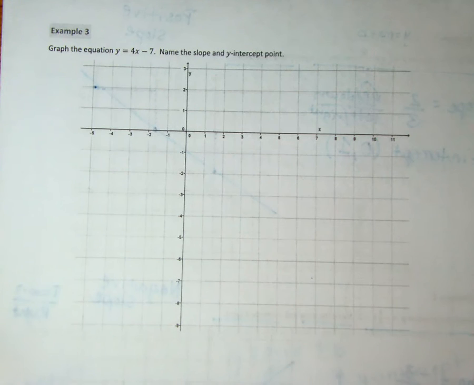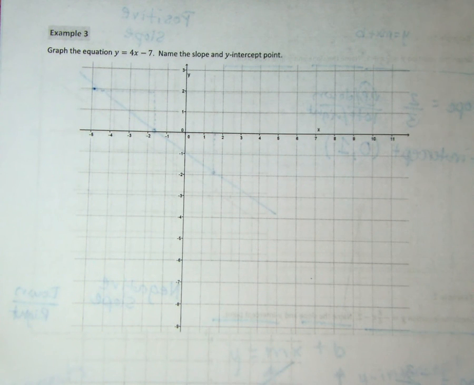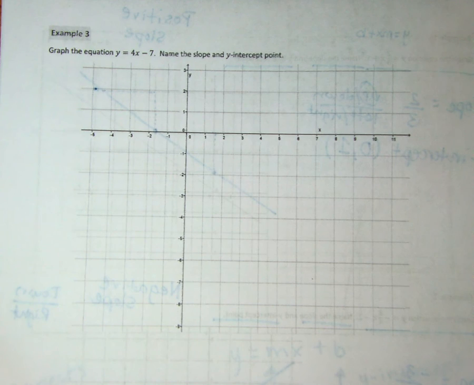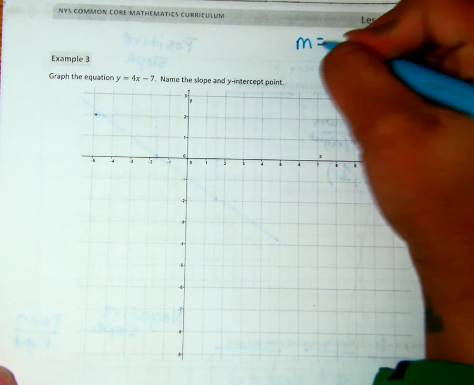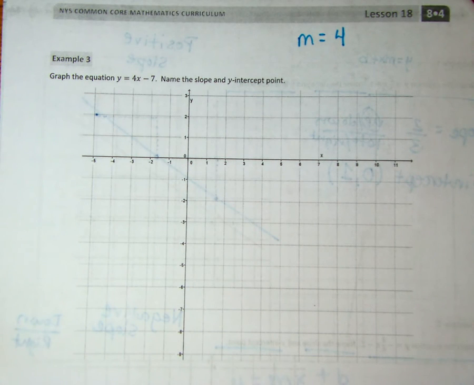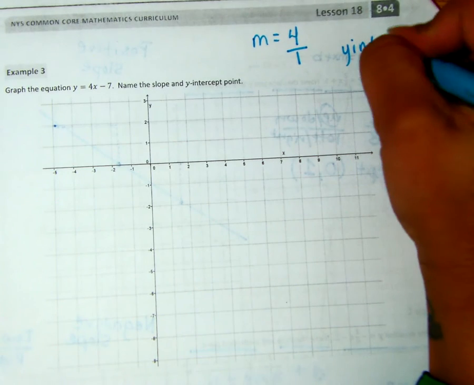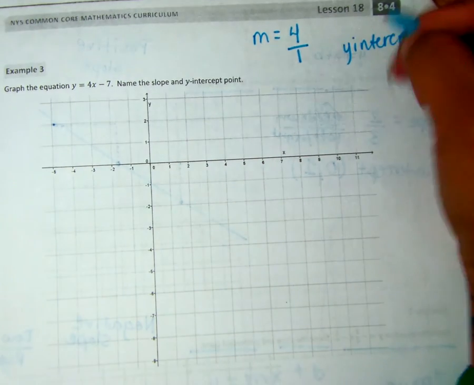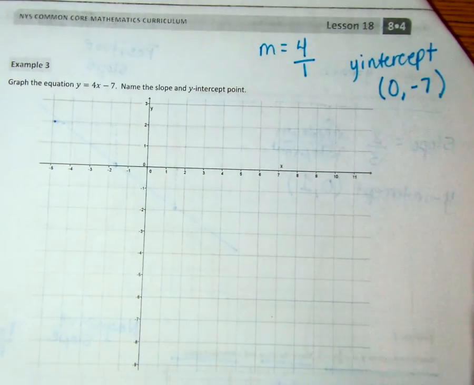Example 3. Go ahead and answer the questions in advance. Yep, the slope of the equation is a whole number this time, so it's going to be 4. So I'm going to write up here at the top, m equals 4. Remember, we like to see slope as a fraction. How can I make the number 4 a fraction? Yeah. Going to put it over 1. All right, so my y-intercept point, you should have already answered. My y-intercept is going to be 0 and -7.